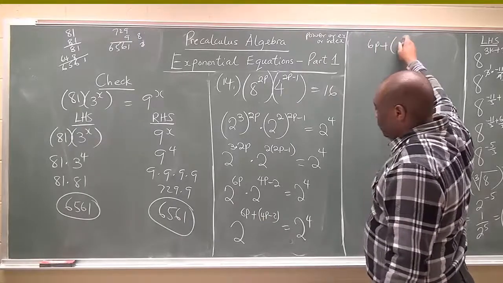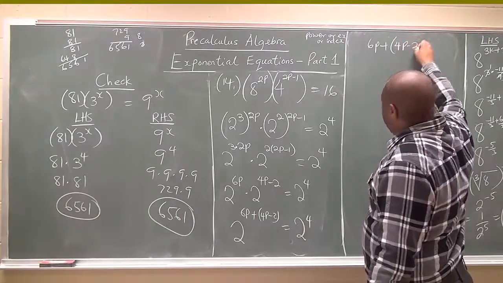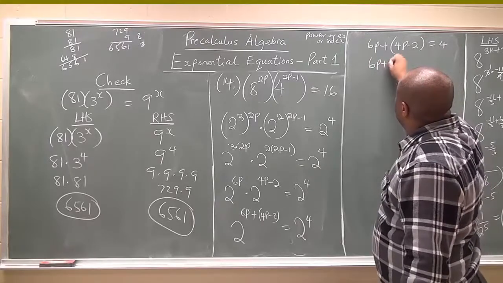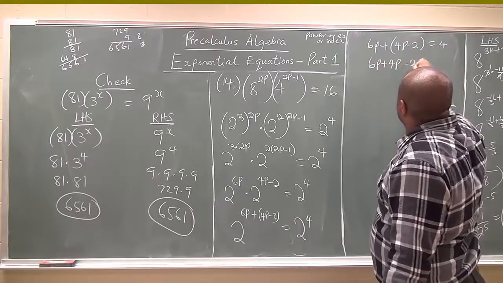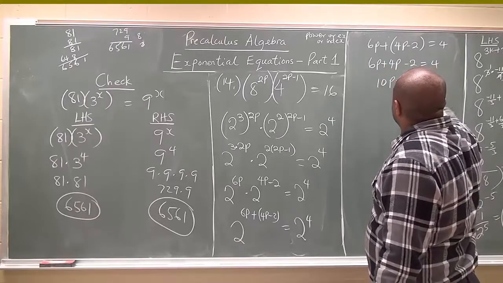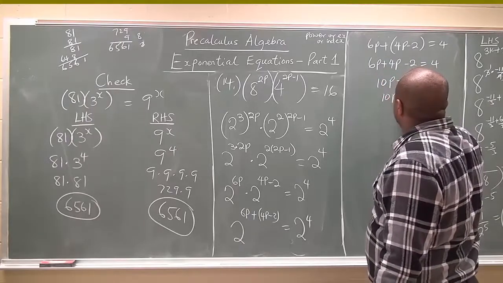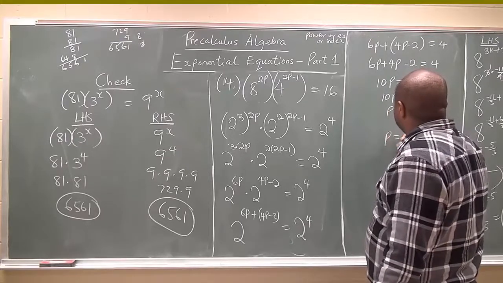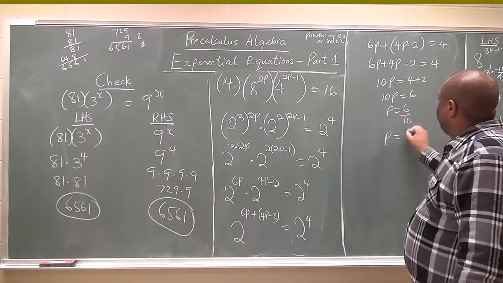So 6p plus 4p minus 2 is equal to 4. 10p is 4 plus 2. 10p is 6. P is 6 over 10. So p is 3 over 5.